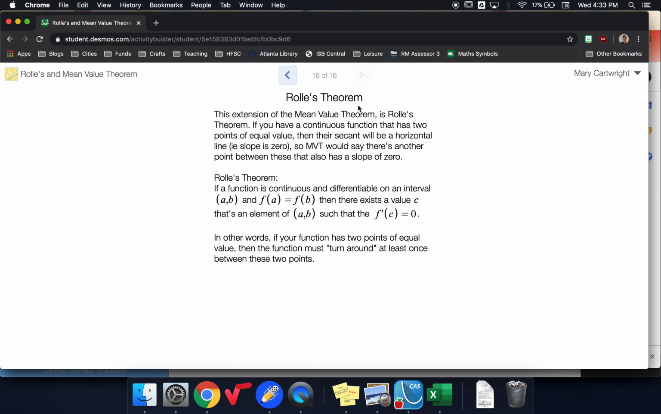So AP won't explicitly refer to Rolle's theorem, but it will ask you about this extension of mean value theorem, where you would say that it's where your 2 points, your secant points, have a slope of 0 because their y values are the same, which means there will be a point in between them, which is either a maximum or a minimum.